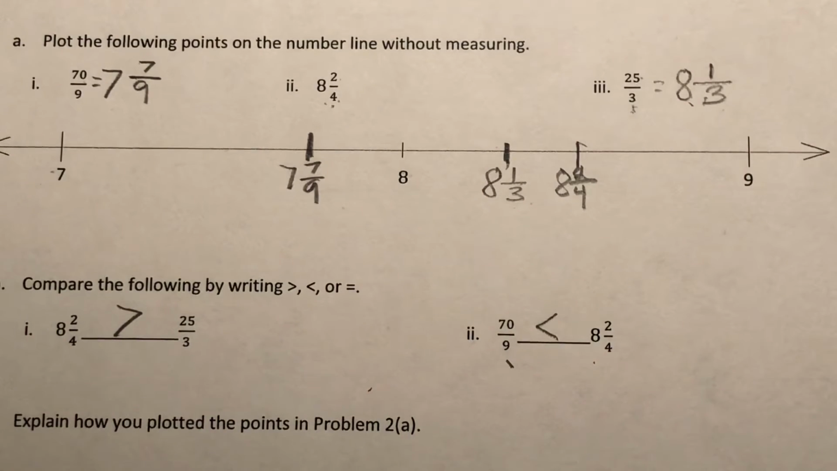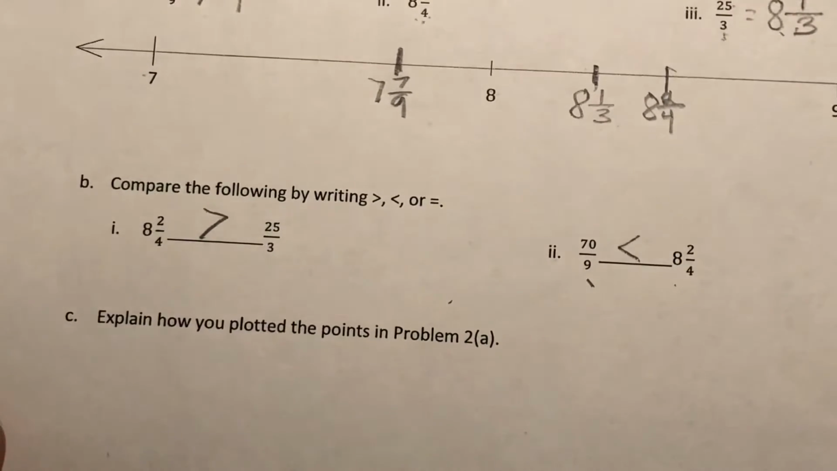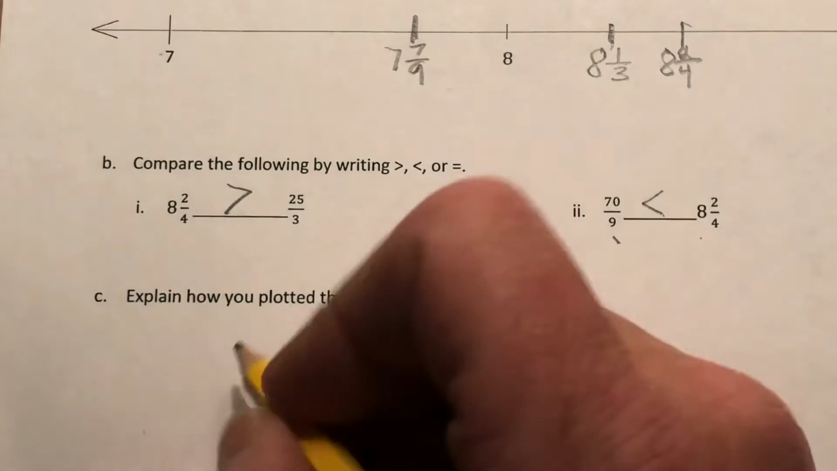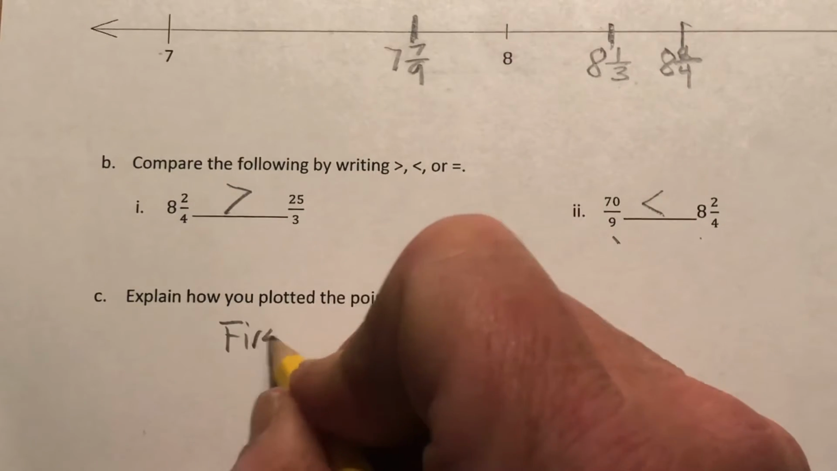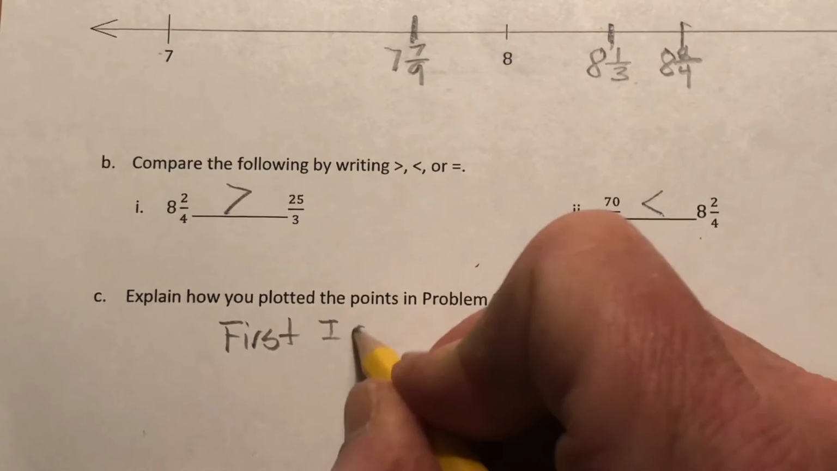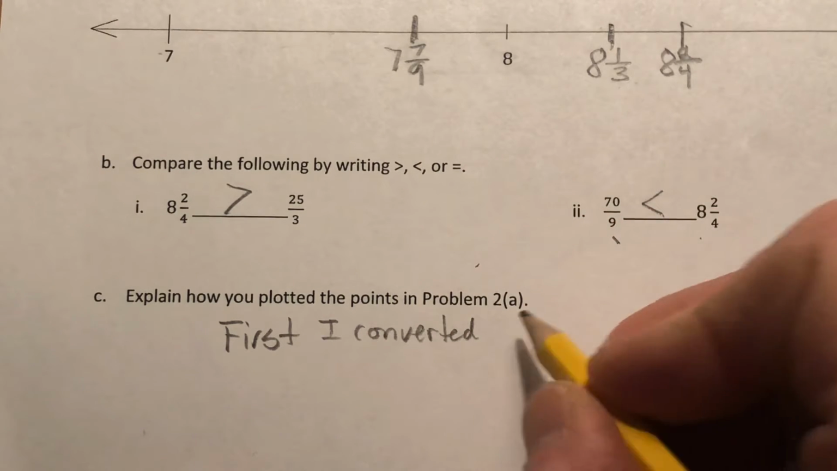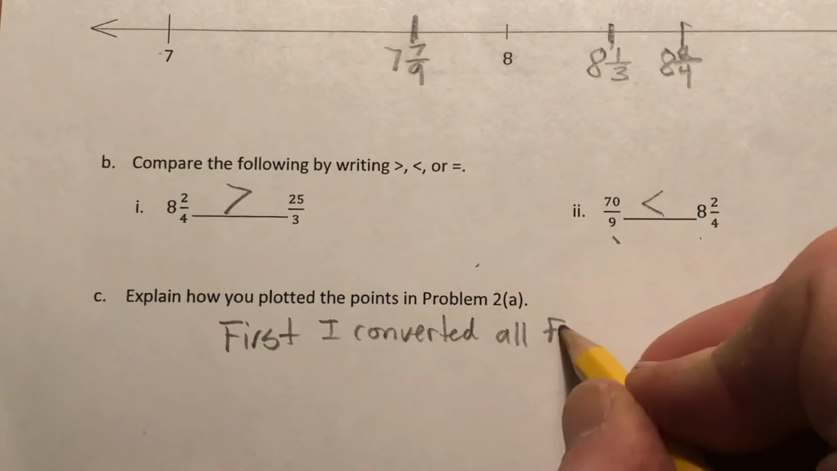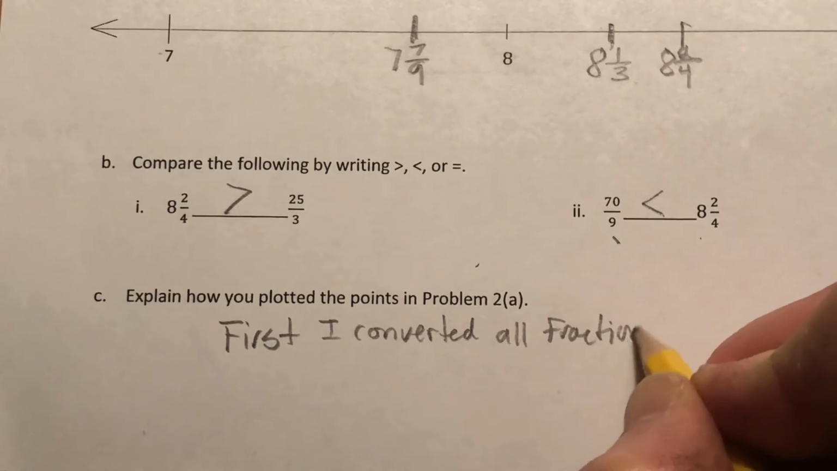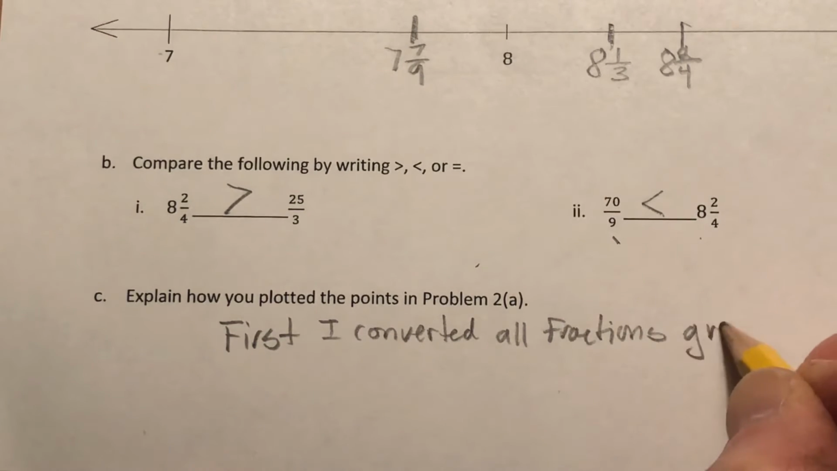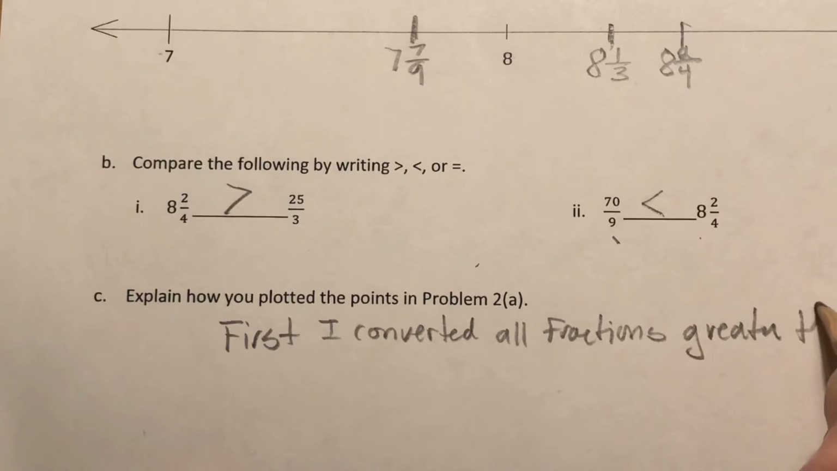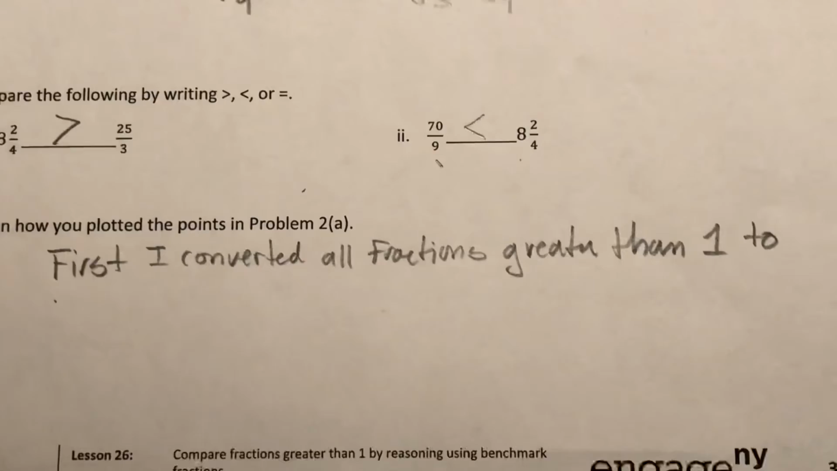Okay. Explain how you plotted the points in column 2, okay? Well, first I converted all fractions greater than 1 to mixed numbers. I'm getting off the page here.